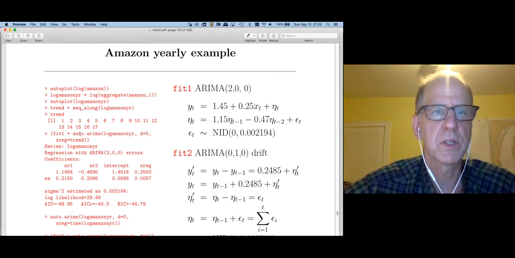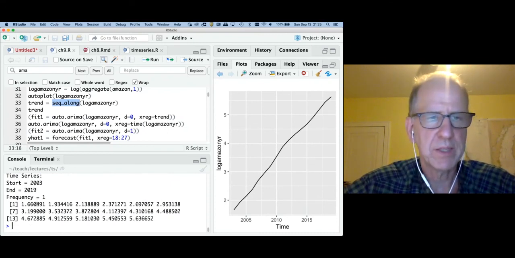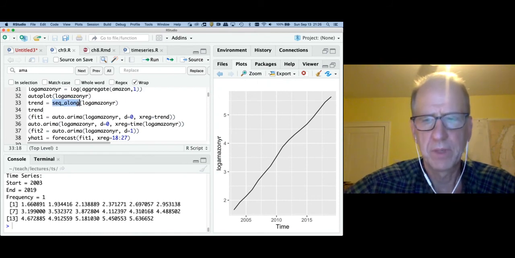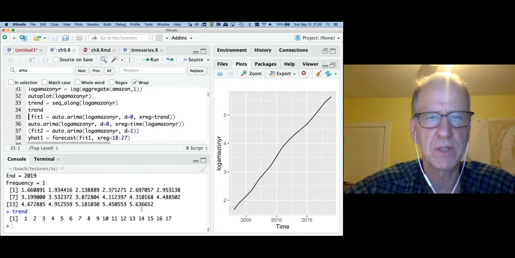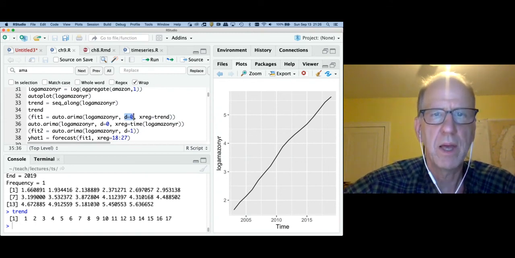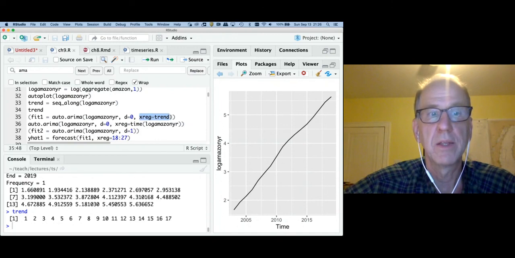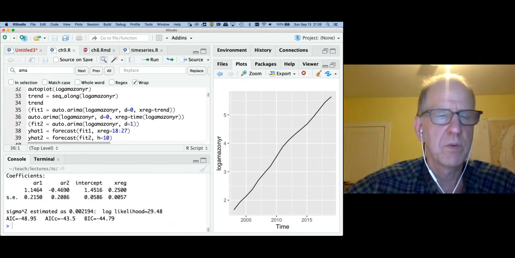Let's start out with a deterministic trend. The original Amazon data expresses time in years. If I use the seq_along command, it gives me values 1 through 17 as a normal index. Let's go use auto.arima. I'm going to explicitly tell it not to do any differencing, and to use this trend variable, so picture values 1 through 17, as the x variable. We'll see what we get.